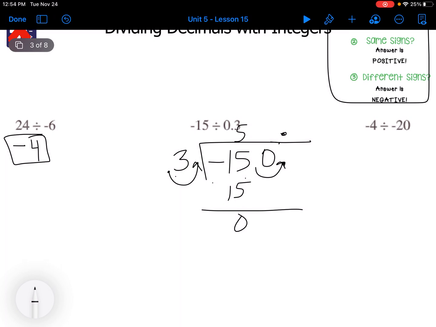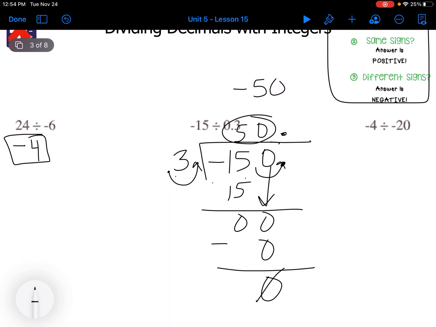But the problem is I still have a 0 before the decimal point. 3 goes into 0 0 times. 0 times 3 is 0. Stop. So I get 50. And the signs are different, so I know I've got negative 50 as my answer.